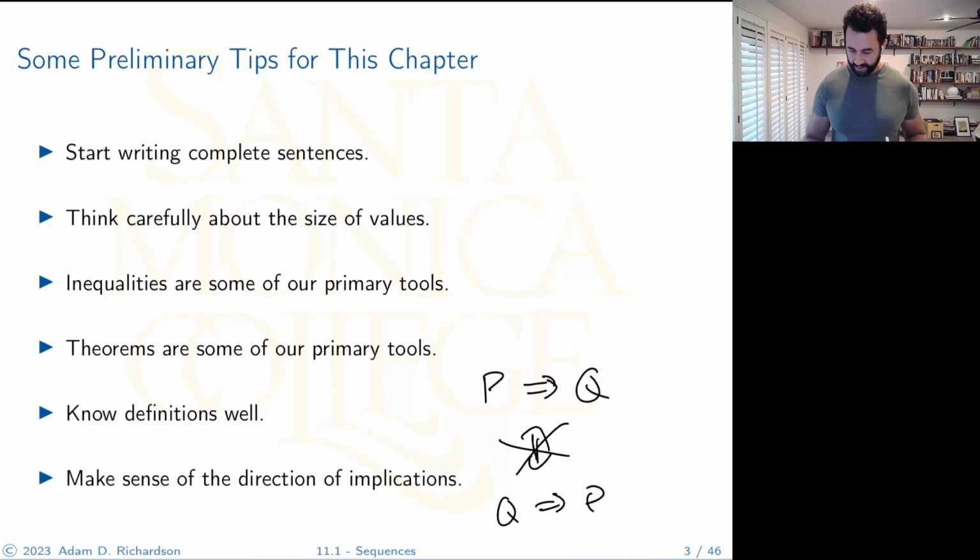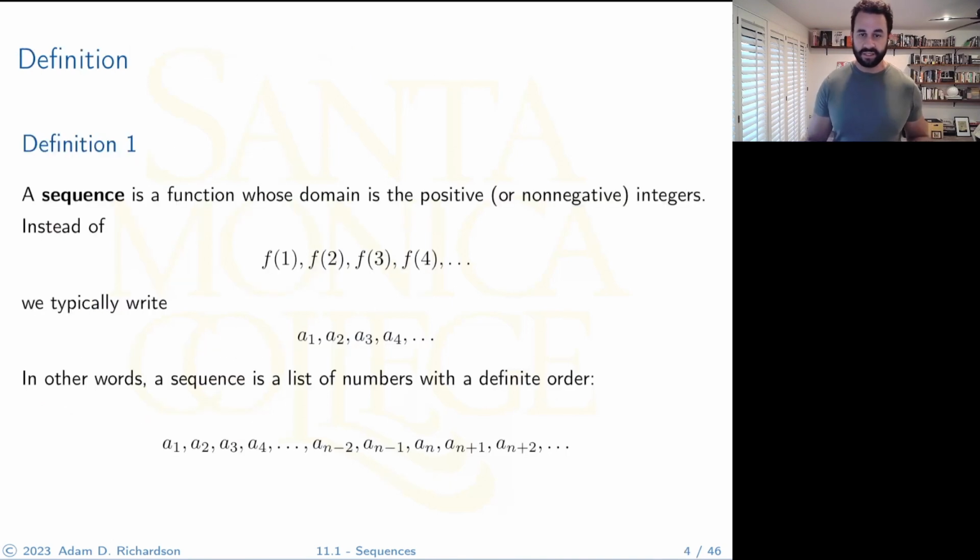All right. Okay, so those are just some preliminary tips, and I can give you more tips as we go along, but let's start talking about sequences. So right off the bat with the definition, a sequence is just a function whose domain is the positive or the non-negative integers. So you can treat sequences as just functions. So when you think of a sequence, it is still a function. It's just that the domain of the function is the counting numbers as opposed to the real numbers.